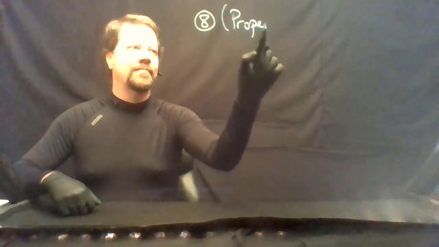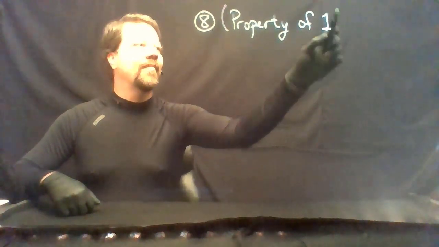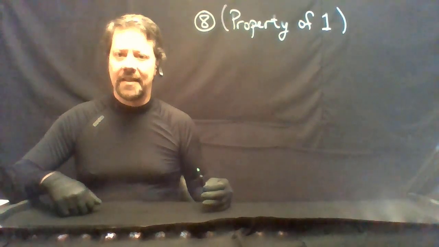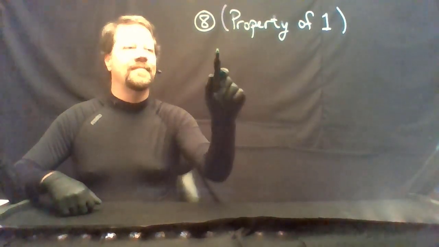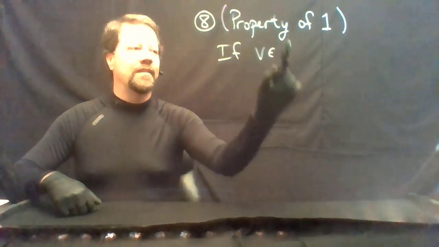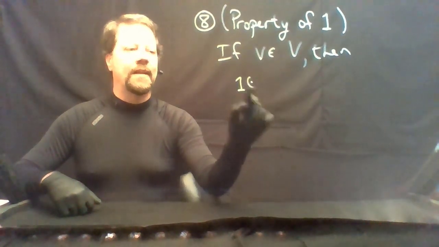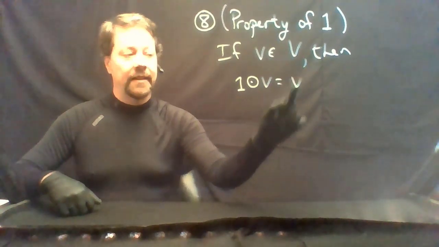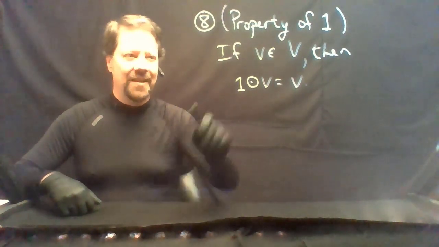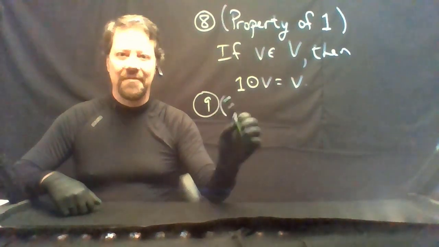Property 8 is the property of 1. Every field has a number that is called 1. And it goes like this. If you take some vector in the vector space, then when you multiply 1 times that vector, you'd better get that vector. We want this to be true. And then we have 2 distributive laws.